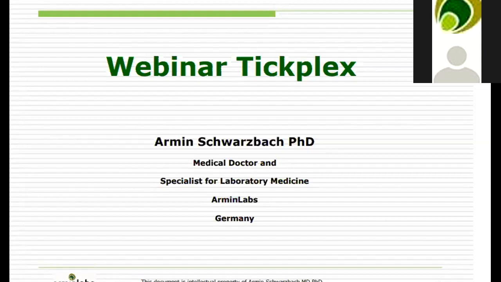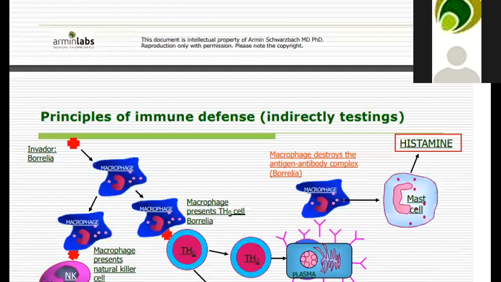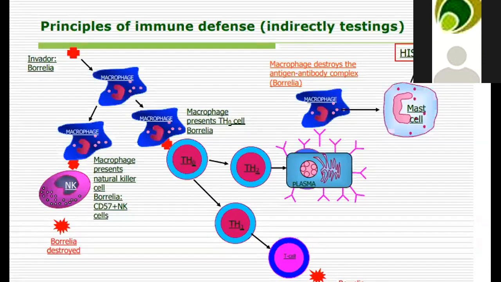I'm a laboratory doctor and medical doctor, but I specialized more in Lyme disease because I see an absolute need to work in this field. And you see here in the slide the principles of immune defense mechanisms. These are all indirect testings. It's not to prove the pathogen directly. So we use some serum, also in the Tickplex, or we use some cells, lymphocytes or whatever, or macrophages.